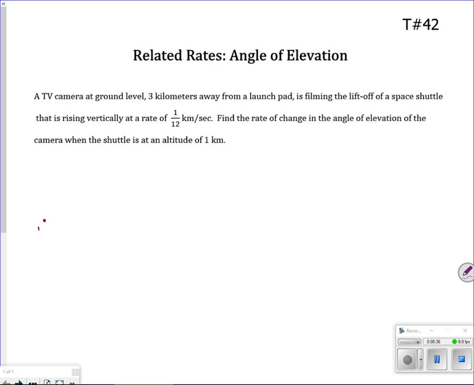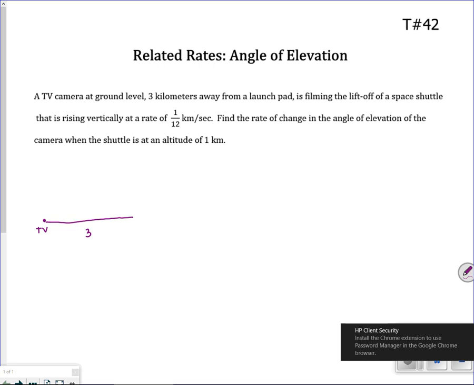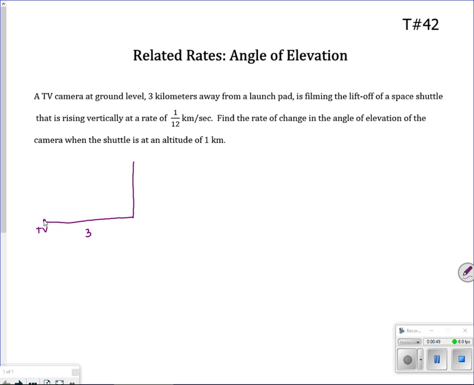You have a TV camera. It says it is 3 kilometers away from the launch pad, and the space shuttle is going up, rising vertically at a rate. So I'm going to call that h, just the height above the ground that the space shuttle is. So your given would be dh/dt is 1/12 kilometers per second.